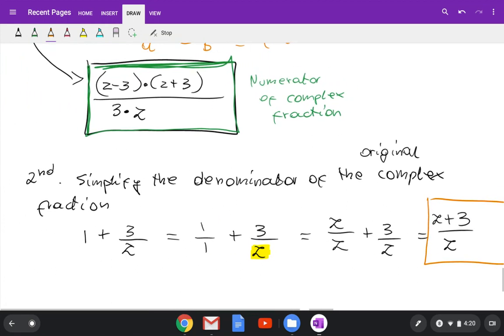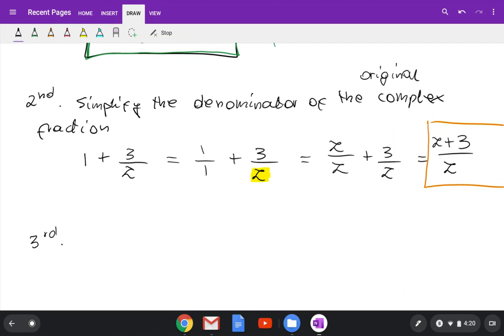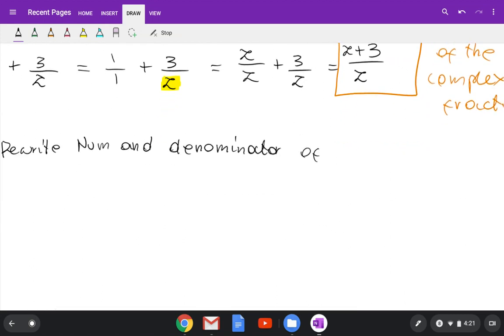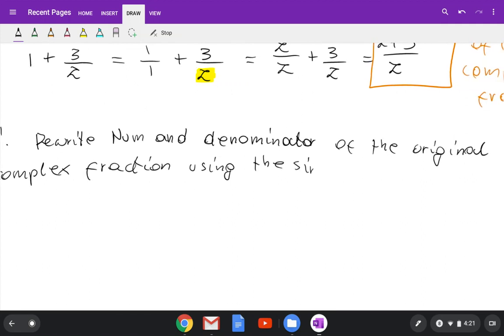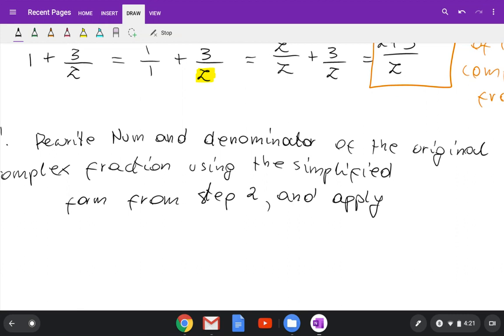Step 3, rewrite. That's the third one. Third, rewrite the numerator and denominator of the original complex fraction using the simplified form from step 2, and apply keep, change, flip.